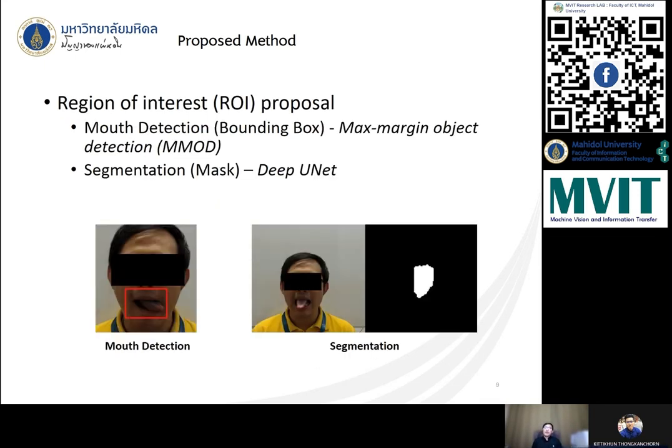As I mentioned at the beginning, in this work we have two attempts for the ROI. In the first attempt, we detect the mouth location, the mouth area, by using the max margin object detection, or MMOD, technique. We get the output as the mouth, and we enlarge the mouth area a little bit to cover the tongue. In the second attempt, we try using a deep UNet to get the segmented mask of the tongue. In the first attempt, we apply the optical flow on the mouth region. In the second attempt, we apply the dense optical flow on the segmented area of the tongue.